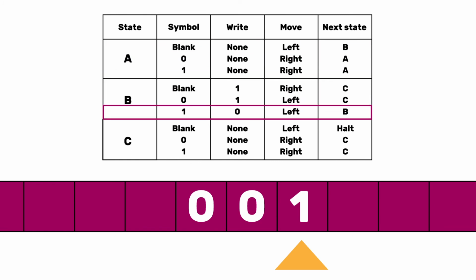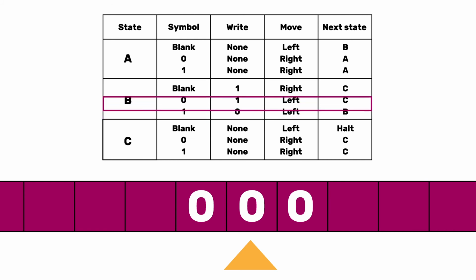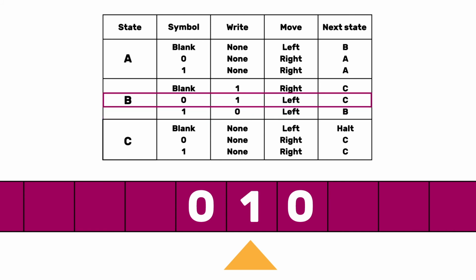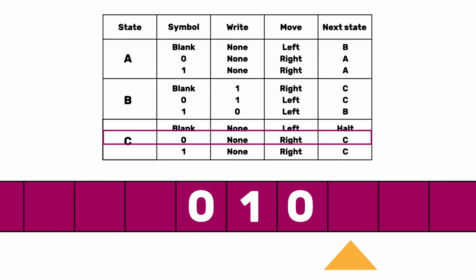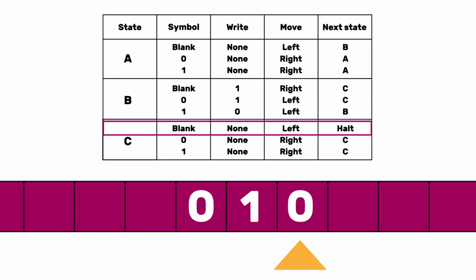Looking at the instructions for state B, if it's reading a 1, it erases it and writes a 0, and then moves left, staying in state B. Next it reads a 0, which means it writes a 1, moves left, and switches to state C. In state C, there are no write actions to be done. The head just keeps moving right until it eventually reaches a blank, at which point it moves left and the program halts.